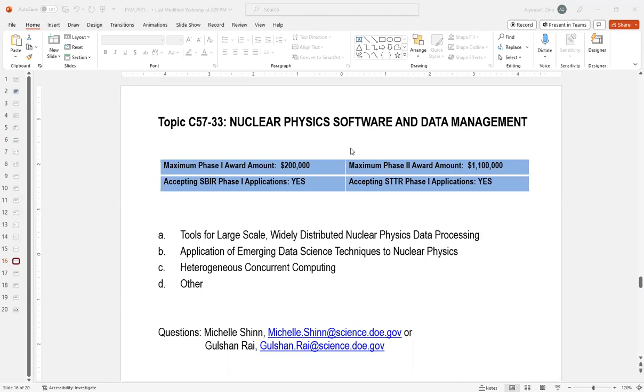Proposals have to demonstrate knowledge of prior art as well as the state of the art in any of the topic areas. It needs to be very innovative and of value to the nuclear physics community. Otherwise, it will not pass review.